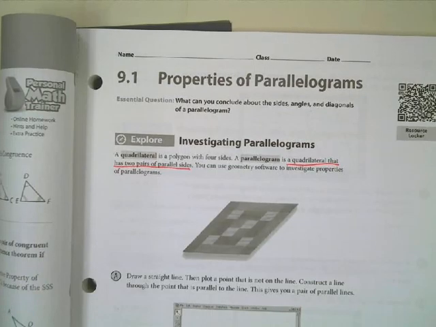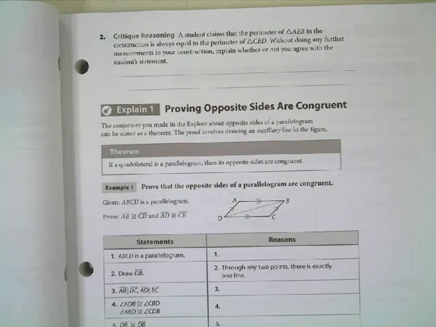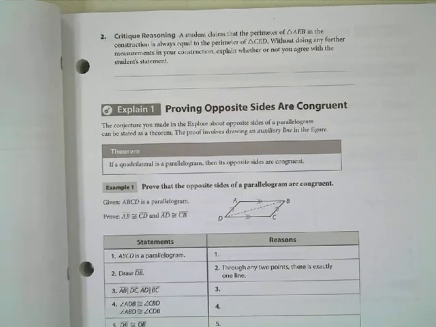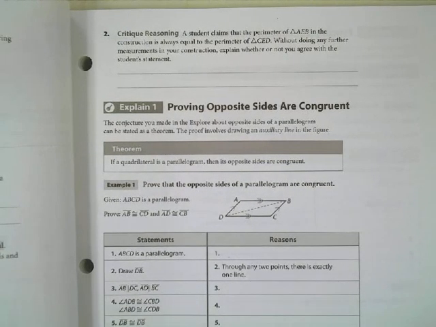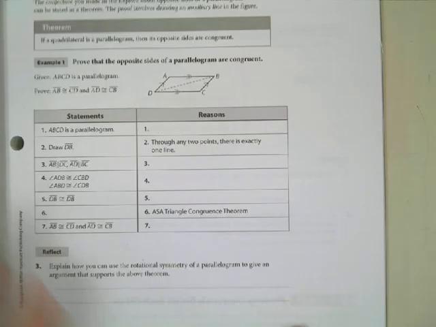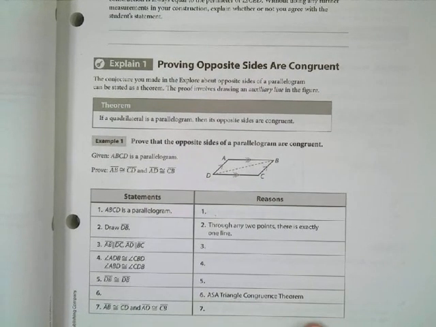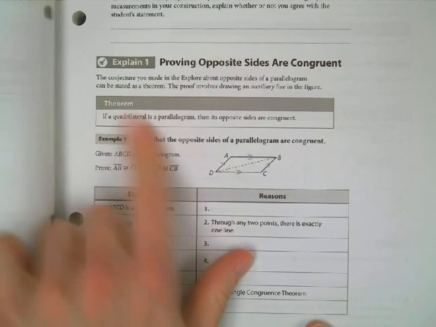It asks us here to use geometry software to investigate the properties, but we're not going to do that. I think it's just a bit too much to get into, and plus it's kind of almost obvious what the different properties are. So we're just going to jump right into them. Skip the next page, and we're going to go to page 421 and look at this. So we have a theorem here.